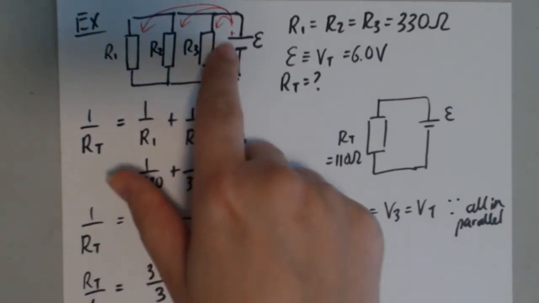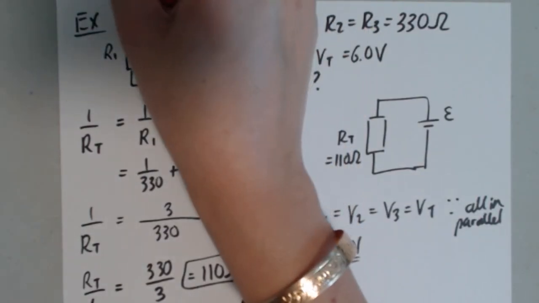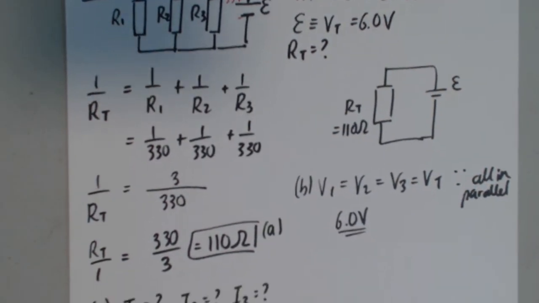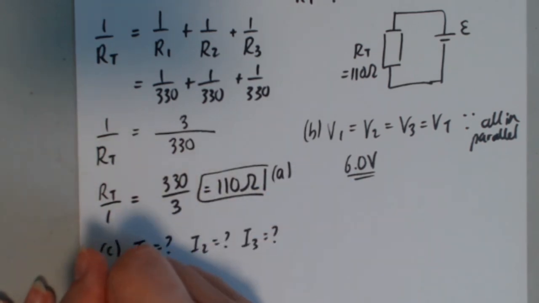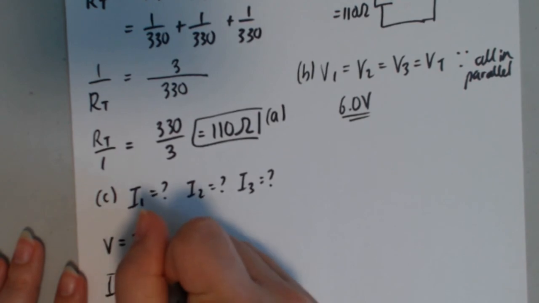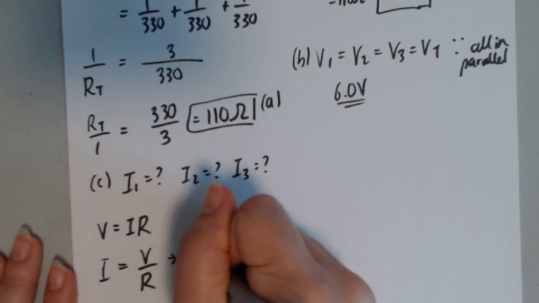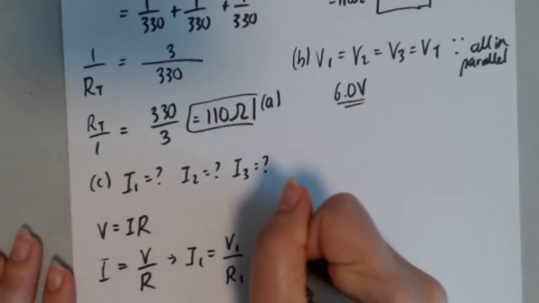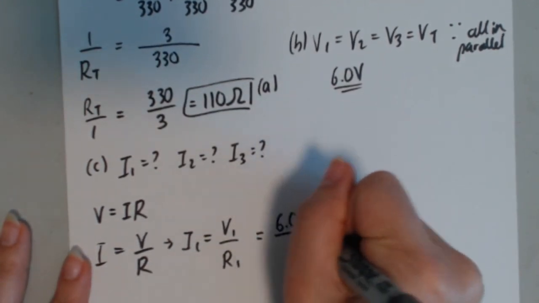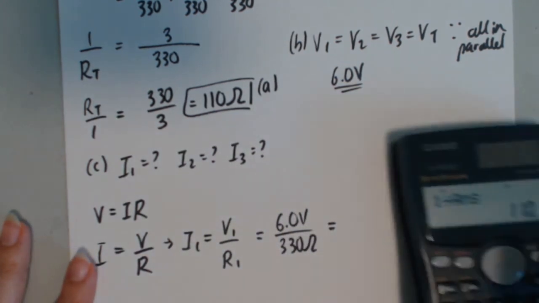Again, in this case, I know that the currents are going to be the same. So this here would be I3, this would be I2, this would be I1, and only because the resistances are the same. If they weren't, then I would calculate it one by one. So for example, I would say, V equals I times R. So I is equal to V divided by R. So if I want to know I1, it would be V1 over R1. And I know that the voltage across all of them is the same. It's 6 volts. And if I divide that by R1, which is 330 ohms, I'm going to get my current.